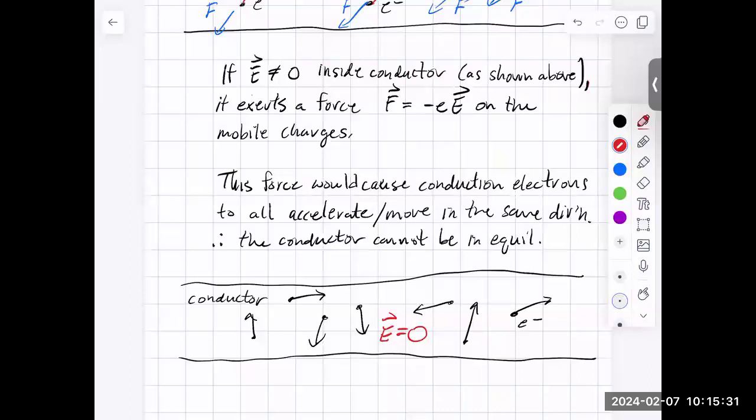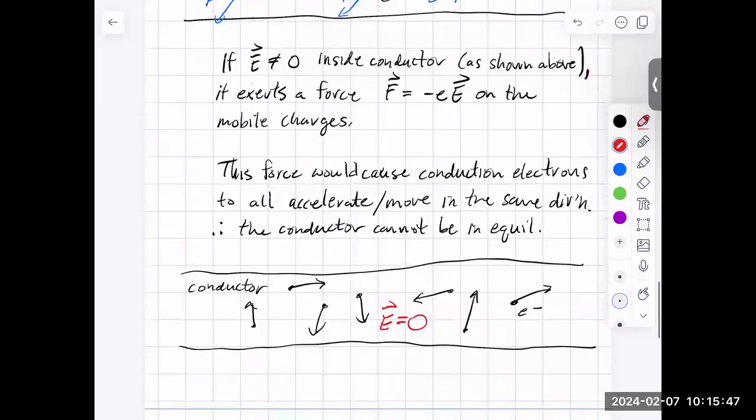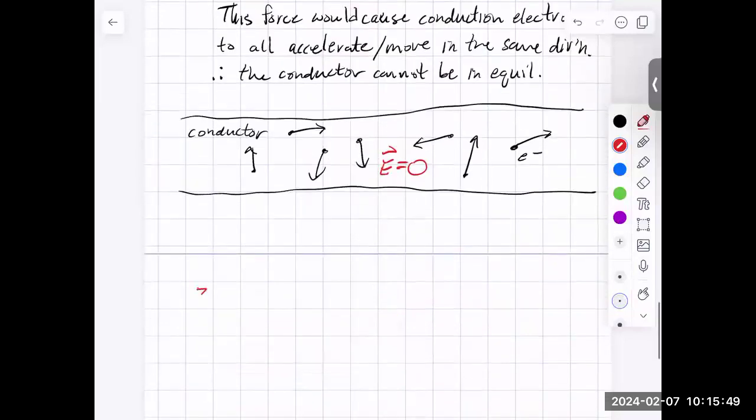Okay, and that's our justification, it's based upon the definition of what we mean by equilibrium, no net flow of charge. Okay, so that's the first result. Let's do another one. The second claim is that while the electric field inside the conductor is zero, it might not be zero outside the conductor.